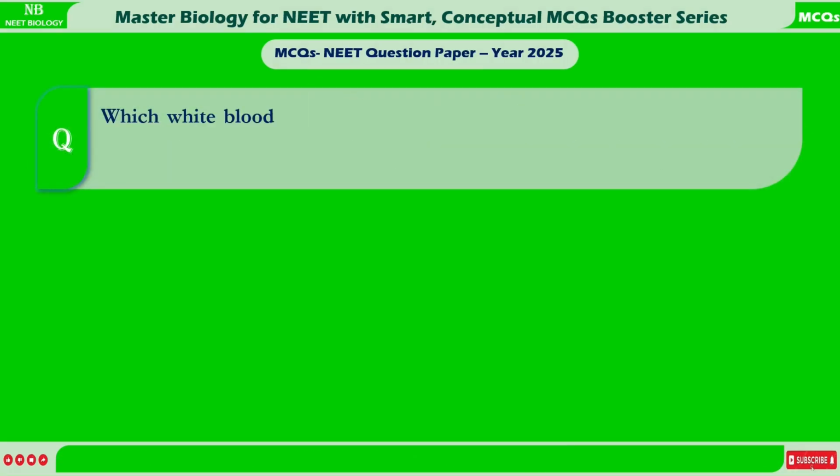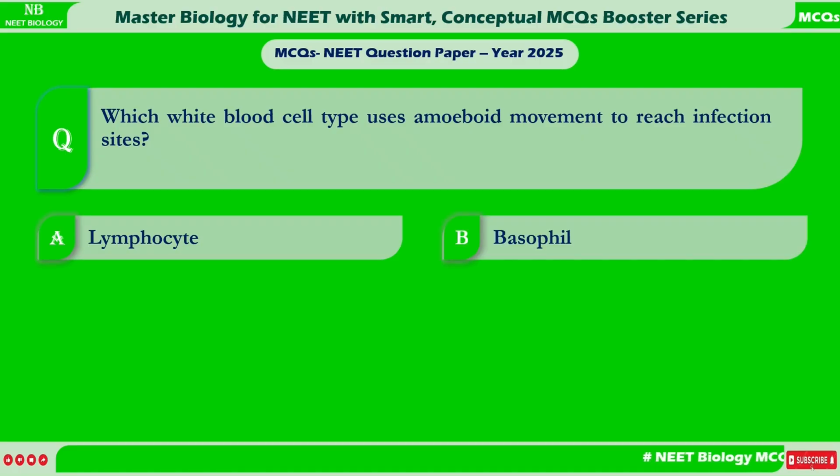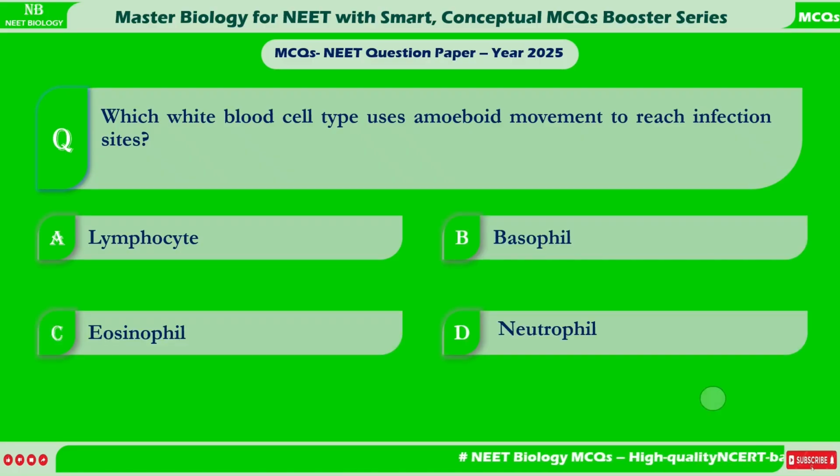Which white blood cell type uses amoeboid movement to reach infection sites? A. Lymphocyte. B. Basophil. C. Eosinophil. D. Neutrophil.